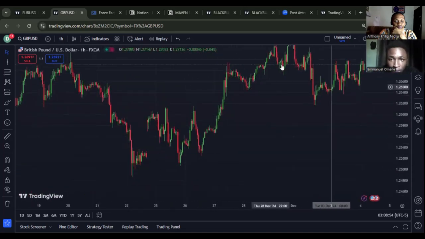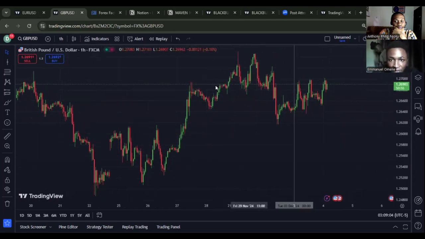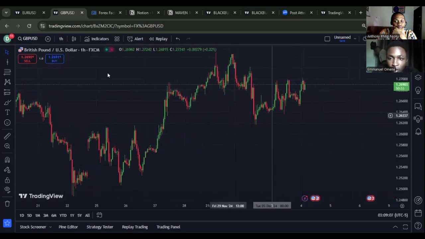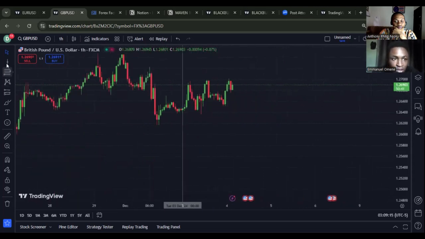from here, what I'm seeing is that we now have a market structure shift, indicating that the market wants to start retracing at least 50% of this range. But all these things are just overall analysis. I'm only looking to capitalize on what the market is going to do here today.